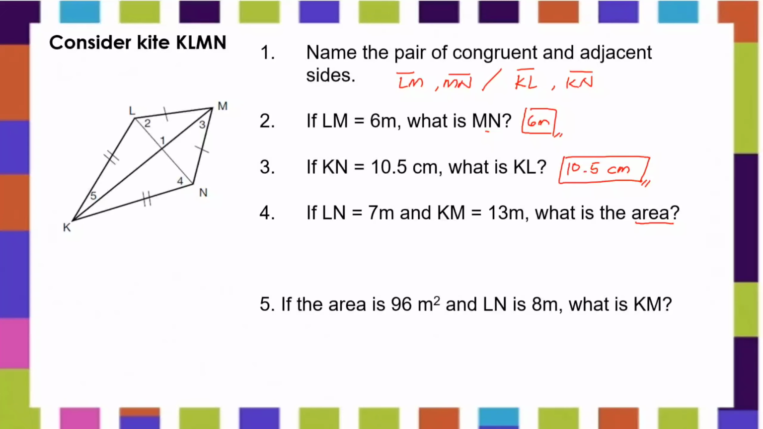At alam naman natin, sa ating isang theorem na ang area ng kite ay makukuha natin by multiplying the two given diagonals and divide the product by 2. Okay? So, kung isi-simplify natin, yung unang diagonal natin measure 7 meters. Yung pangalawang diagonal natin, ang measure naman ay 13 meters. So, i-divide natin yung product nila by 2.